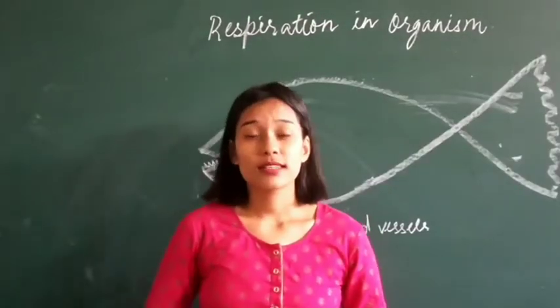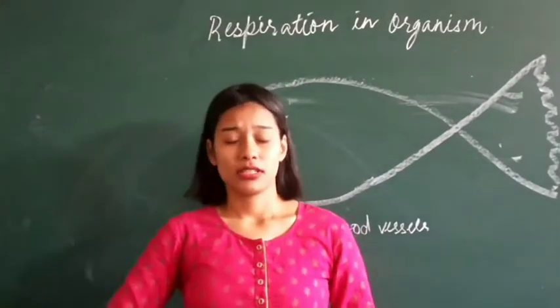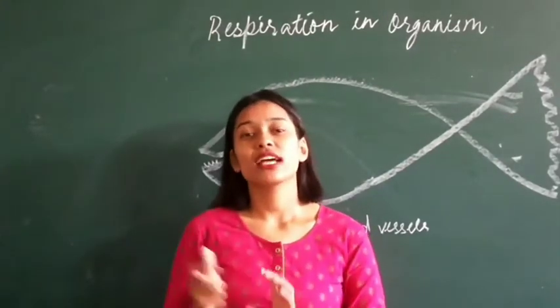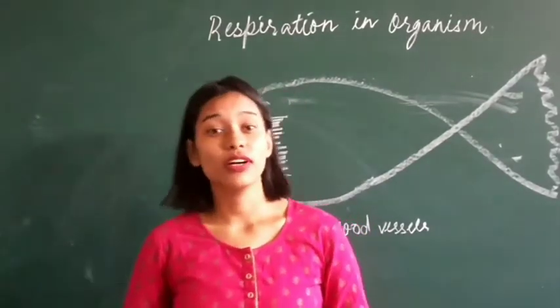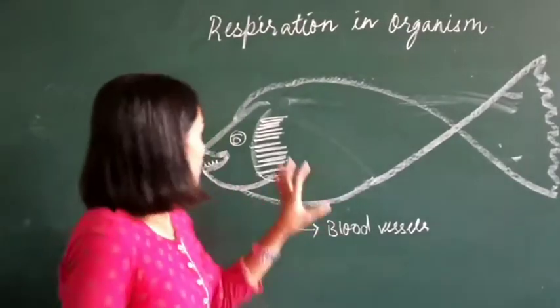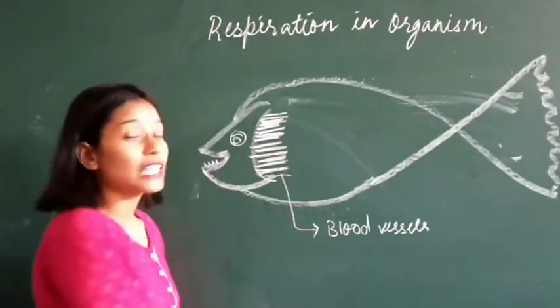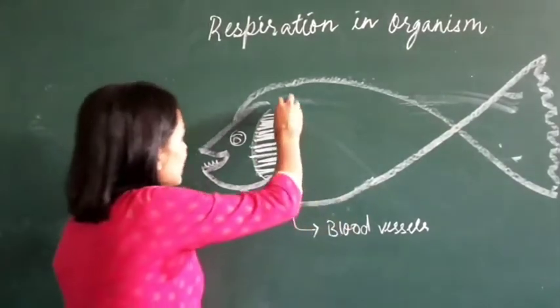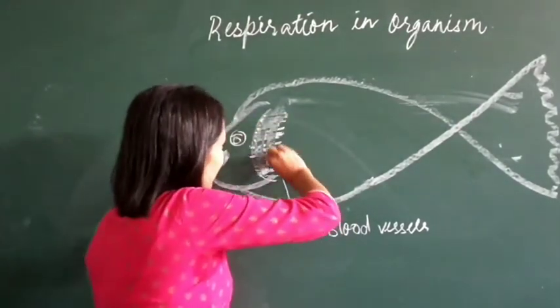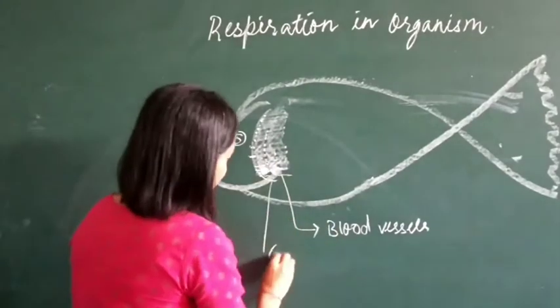Now we will discuss respiration in fish. Fish have a very specialized organ called gills. These gills are covered with fine blood capillaries, and the gill is covered by an operculum.